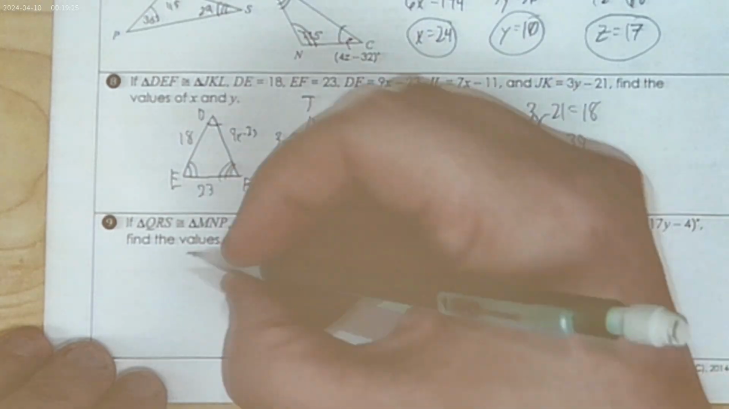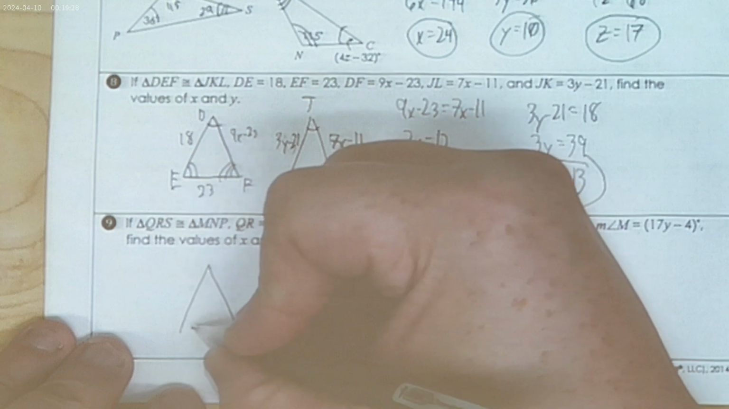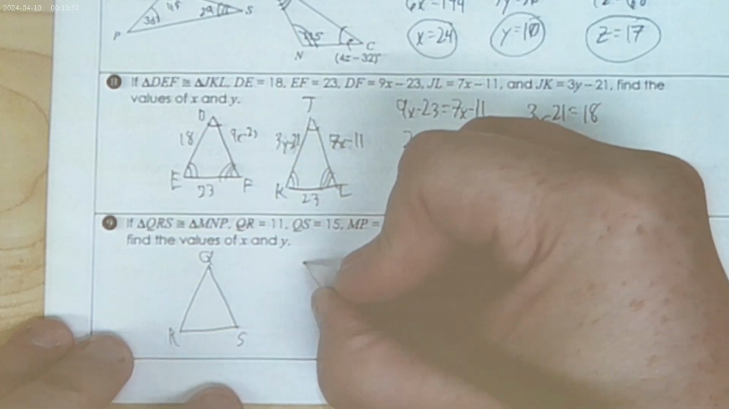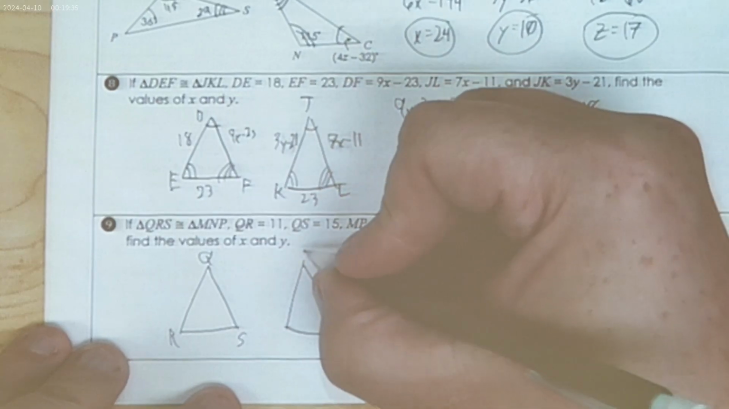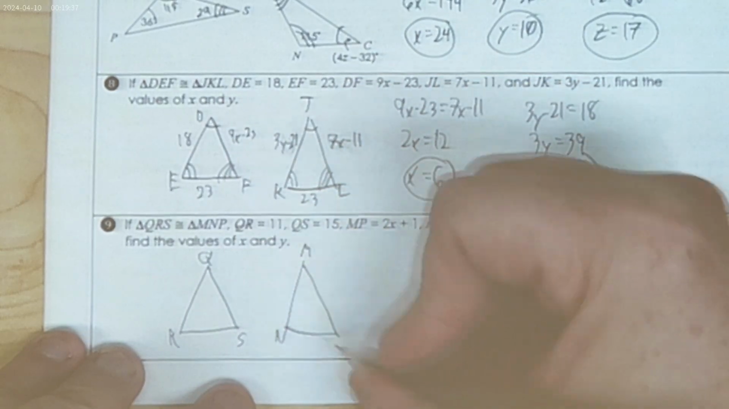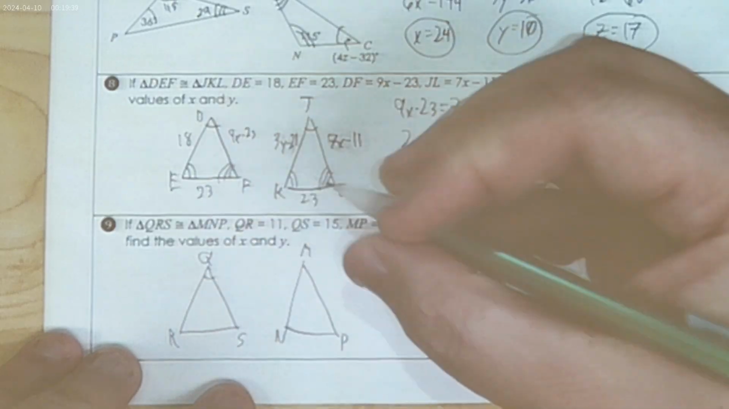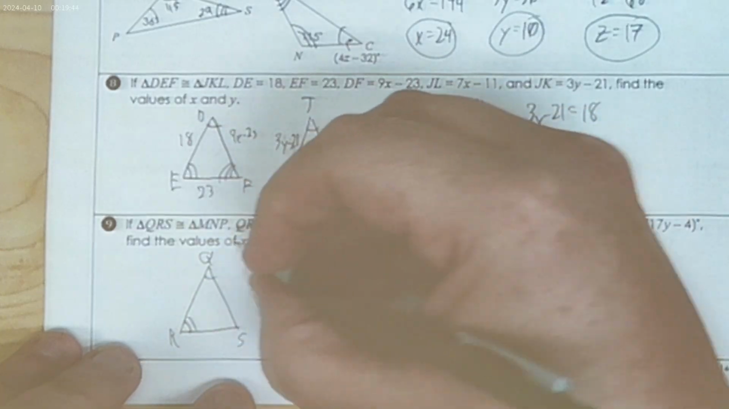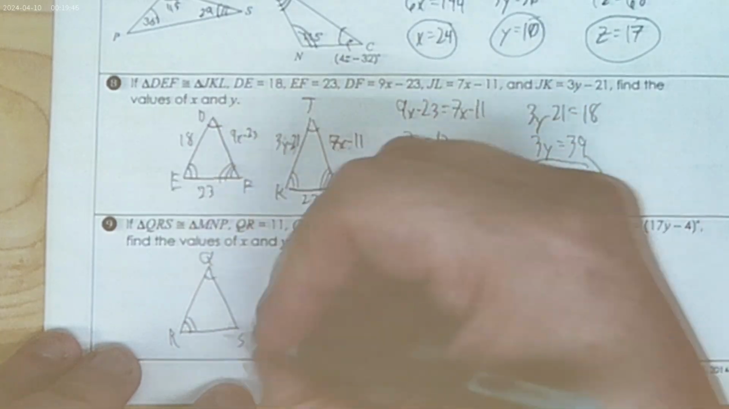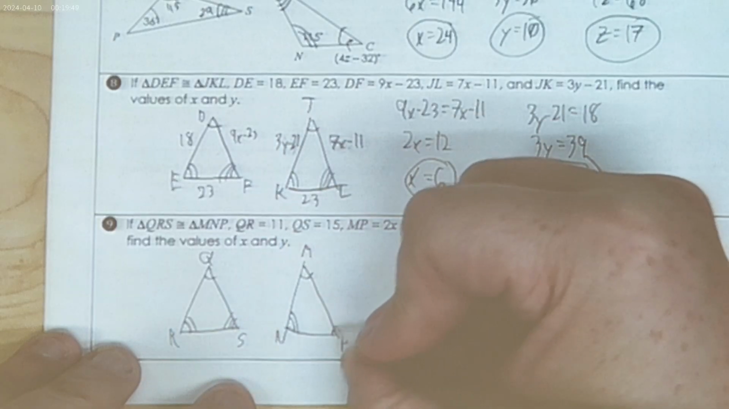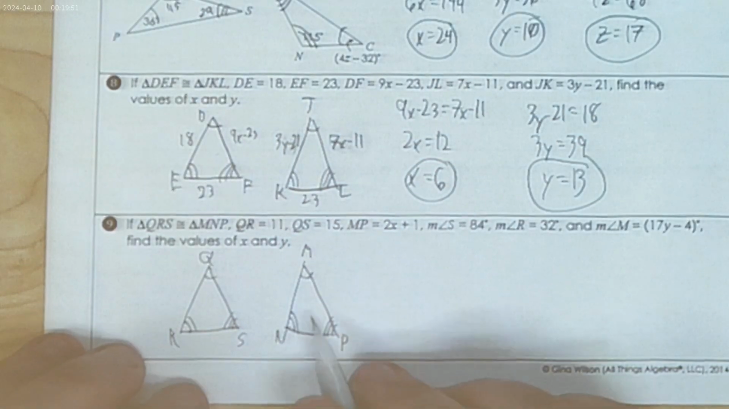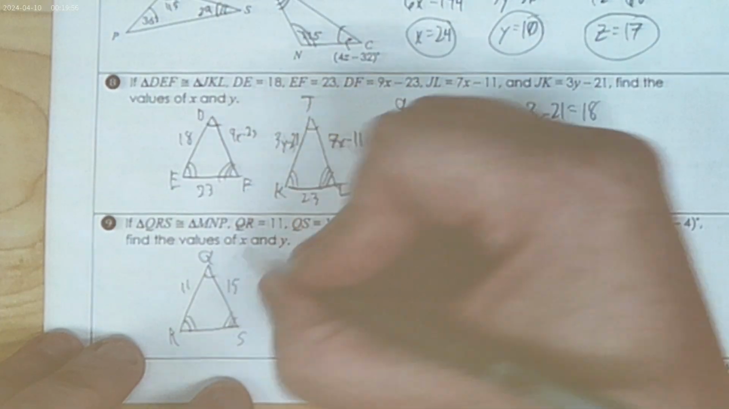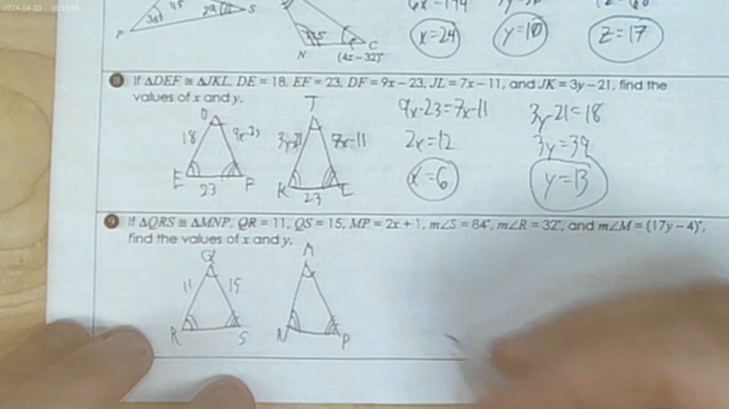All right, so QRS and MNP, they are congruent. So again, this is not to scale. This is just to get things orderly. So M and then R and then to N and then S into P. All right. QR equals 11. QS is 15. Obviously not to scale. MP is 2x plus 1.